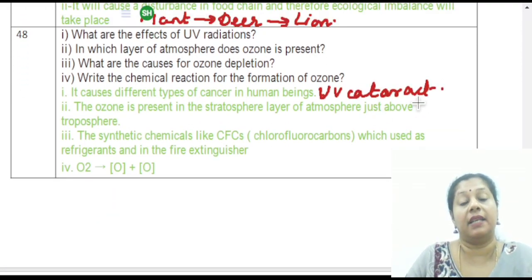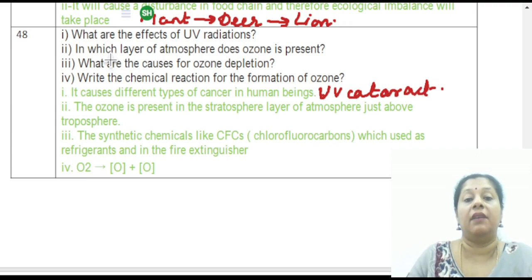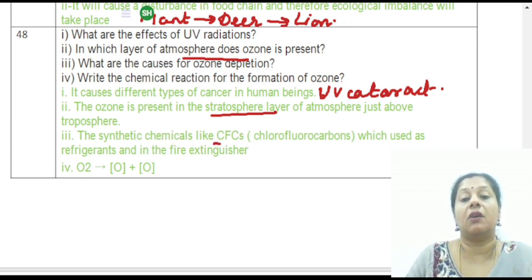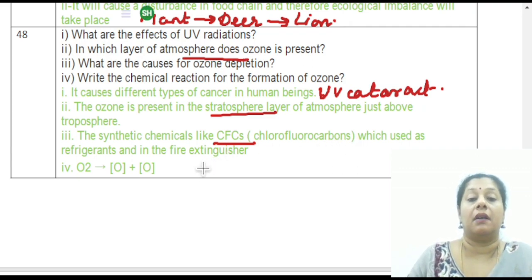In case of plants, it can affect the crop yield also. In which layer of atmosphere does ozone present? It is present in the stratosphere. What are the causes of ozone depletion? The ozone depletion is due to a chemical called a chlorofluorocarbon, which is used in refrigerators and fire extinguishers, AC, etc. Write the chemical equation for formation of ozone.